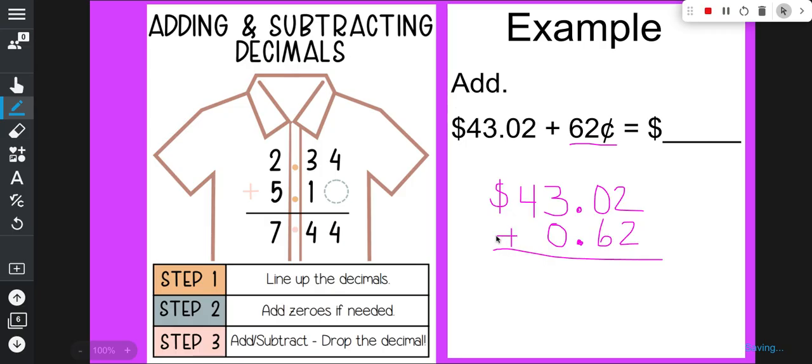And I'm going to add these together. So I start with my smallest place value, and I keep moving up. If right here there was a carryover, we would just carry it over to the whole number. The decimal stays lined up. And we get our answer, $43.64. Subtracting, same way. We can borrow from the whole number over into the decimal part if we need to. And when we borrow, we always borrow by powers of 10, since each place value is 10 times bigger or smaller than the one next door.